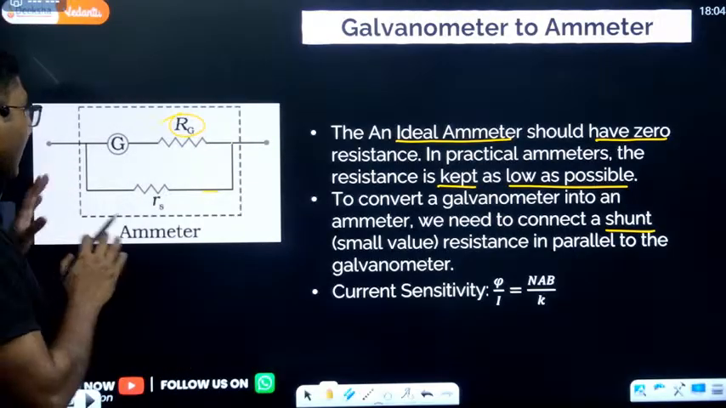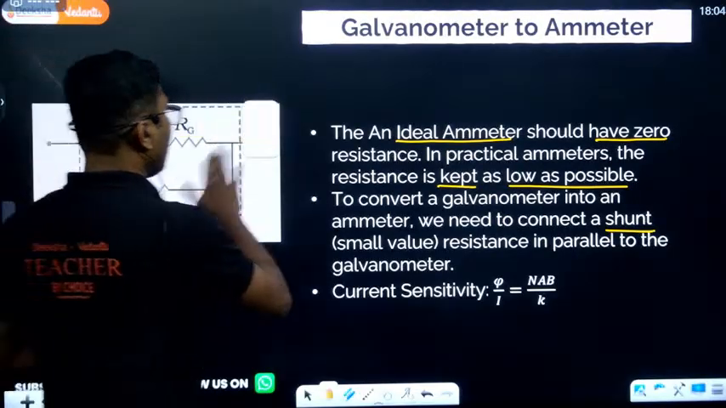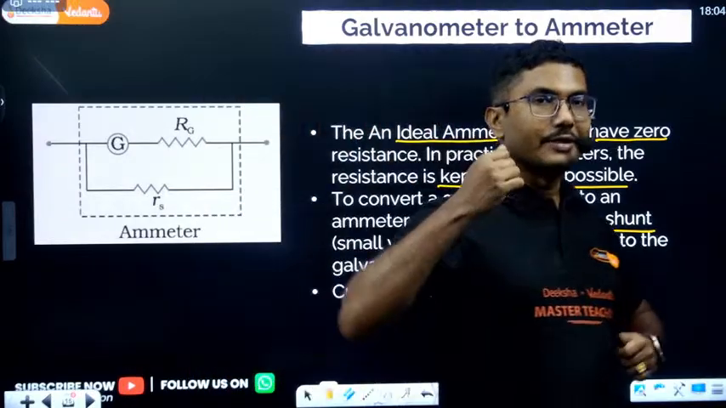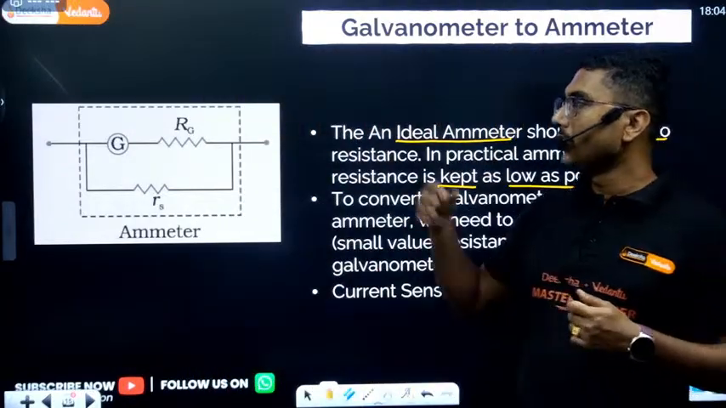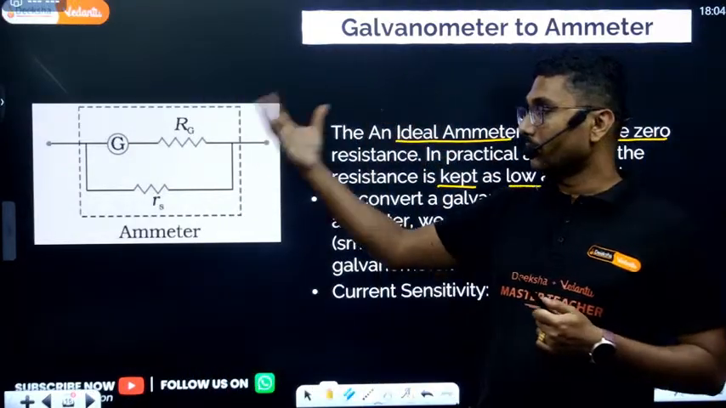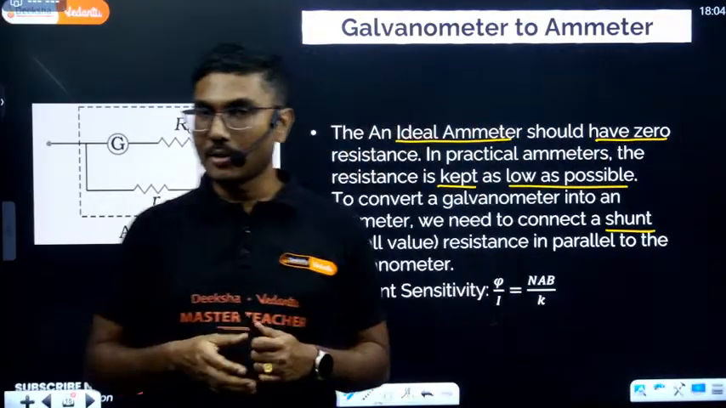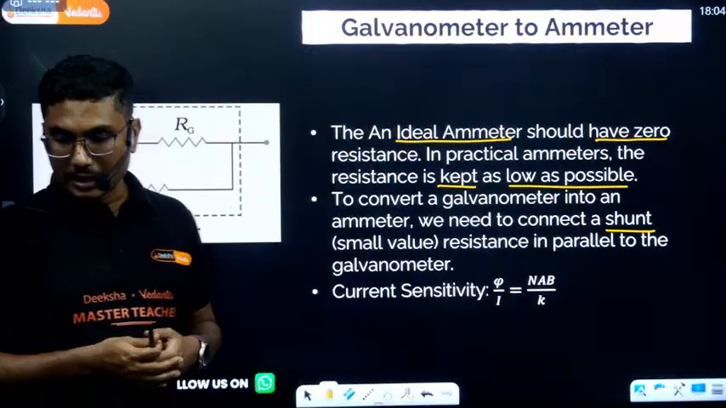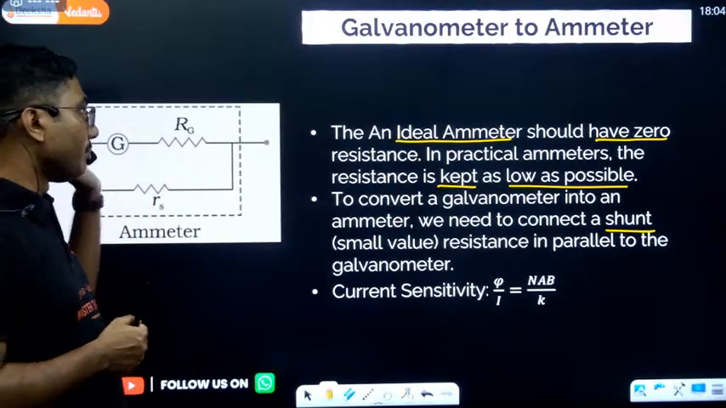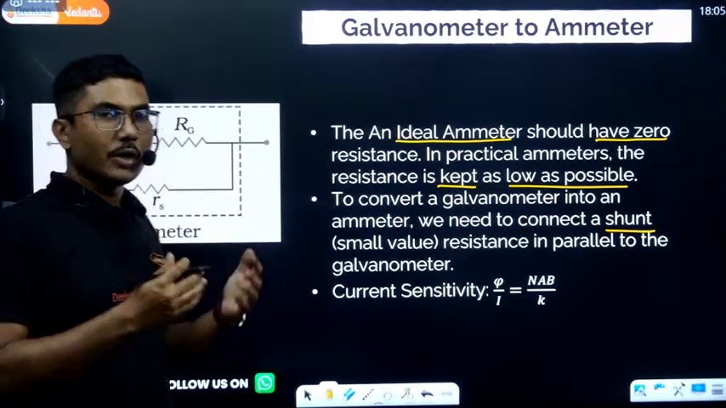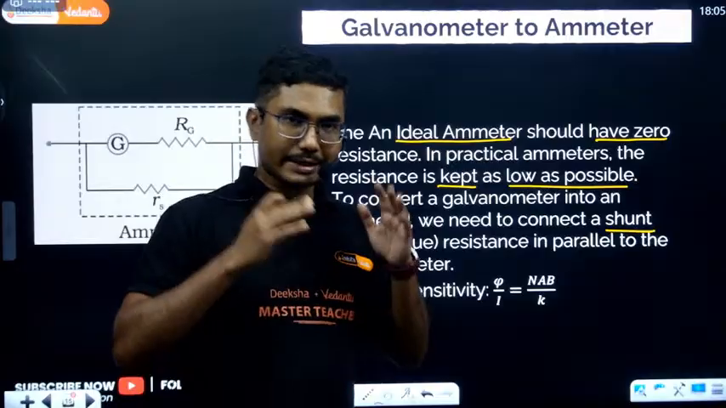Now, a galvanometer is basically a device which has a very small current allowance. It can allow only a very small amount of current through it. Otherwise, it will burn the circuit, and we don't want it to be burning the circuit. That is one point.